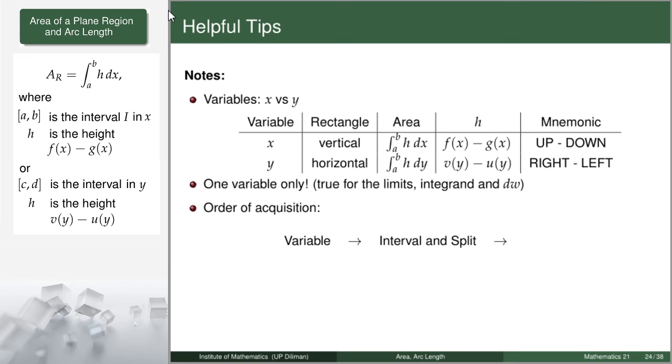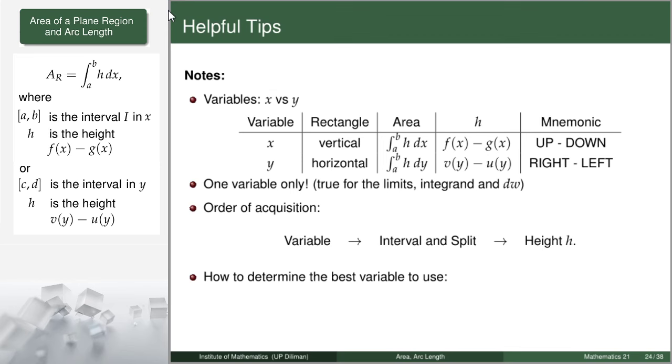Does the lower function change? If you're using y, you ask, is the right function changing or is the left function changing? After splitting it up, you can now find the height h. So though it is very important to find the height, turns out finding the height will actually happen at the last part, after finding the variable and after finding the correct splits and the intervals. And last but not the least, as I've told you before, though the answer, whether you analyze vertically or horizontally, will be the same, the difficulty will not always be the same.